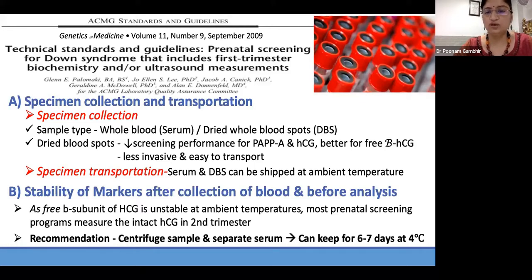So most of the labs are taking total beta hCG into calculations. The ideal recommendation is to centrifuge the sample and separate the serum, which can be kept for 6 to 7 days at 4 degrees Celsius without any change in the markers.